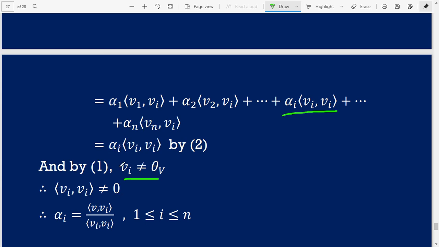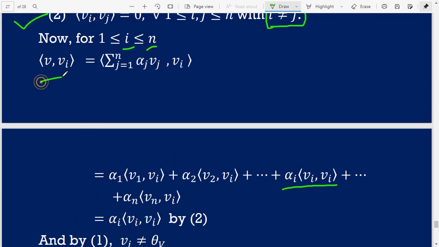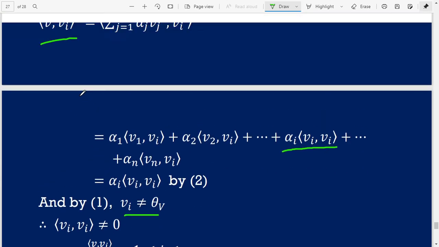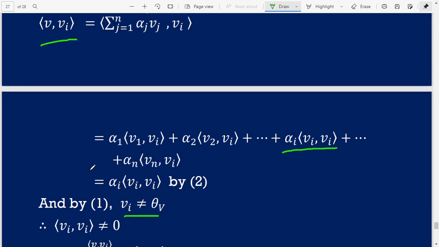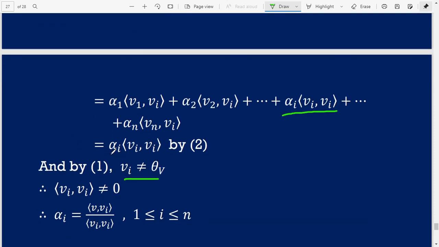So alpha_i is equal to the inner product of V with Vi upon the inner product of Vi with Vi, and 1 ≤ i ≤ n.